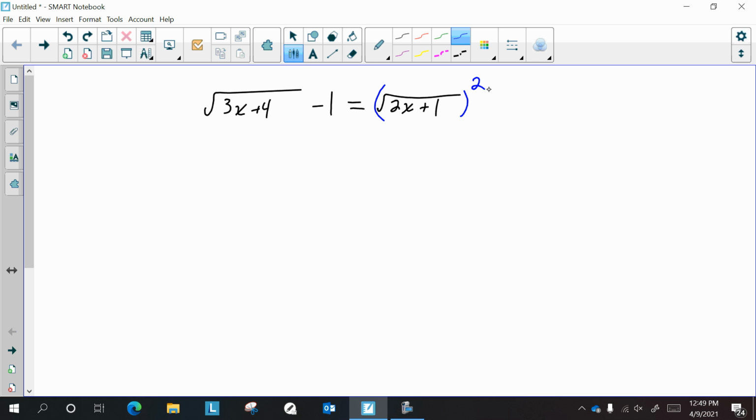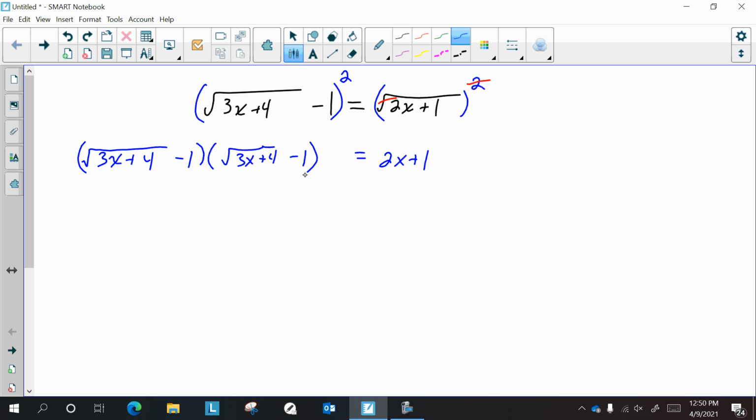But if we square the right side, we also have to square the left side as a whole. So on the right side, the square root and the square cancel, leaving us what's underneath the radical. But on the left side, in order to square this, we don't simply square each piece, but we have to multiply it times itself. So the radical minus 1 times the radical minus 1, like this. And we have to distribute to multiply that.